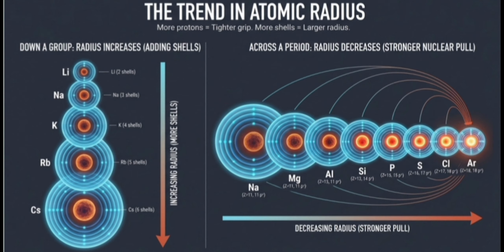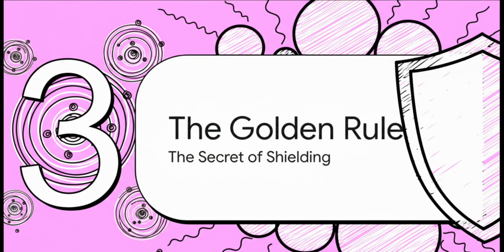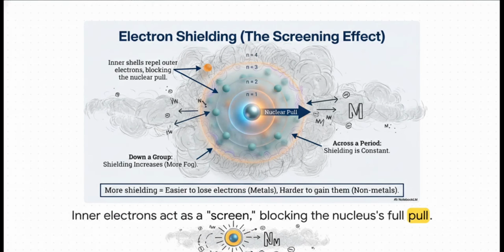More pull, smaller atom. Now let's talk about the concept that truly unlocks everything else, electron shielding. If atomic size is the what, then shielding is the why behind pretty much every other trend we're going to see. So think of it like this. The electrons in those inner shells create a kind of screen. Because they're also negatively charged, they kind of push back against the outer electrons and block or shield them from feeling the full positive pull of the nucleus. It's like they create a bit of static or fog between the center and the edge.